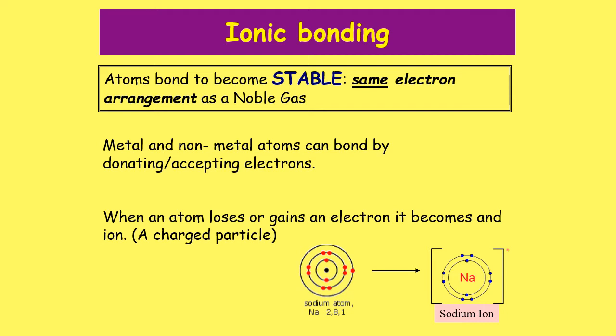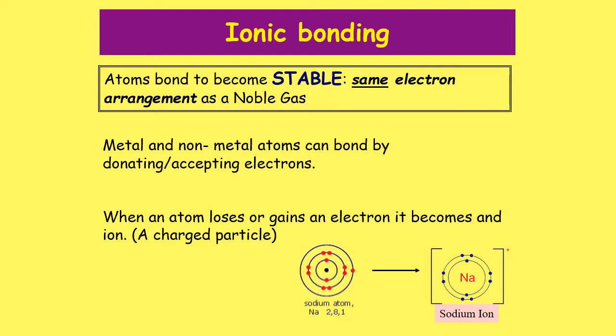When an atom gains or loses an electron, it becomes an ion. And an ion is a charged atom. So for example, we have sodium there. Sodium is a metal. Sodium will always give away electrons. Sodium has the electron arrangement 2,8,1. It wants to become stable and have a full outer shell. Its options, if it's got one electron in its outer shell, would be to gain 7 electrons or lose 1 electron so that its next lowest shell becomes its outer shell.